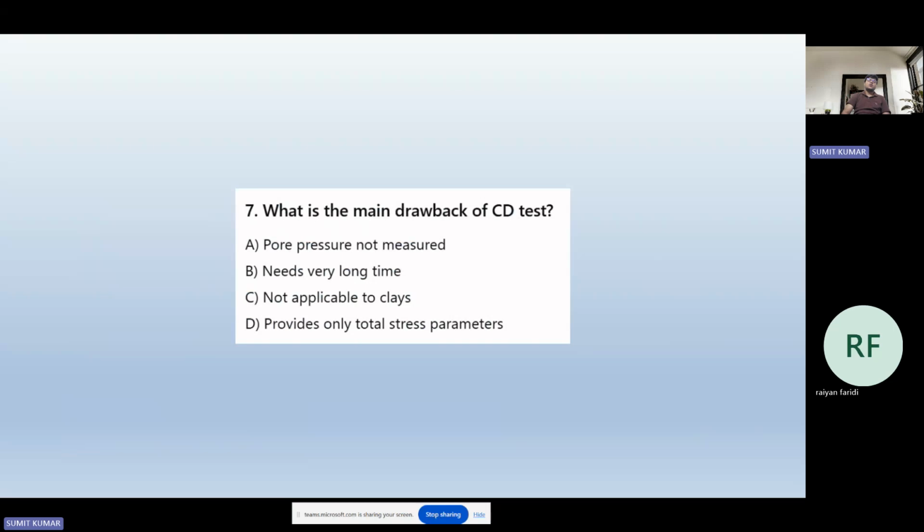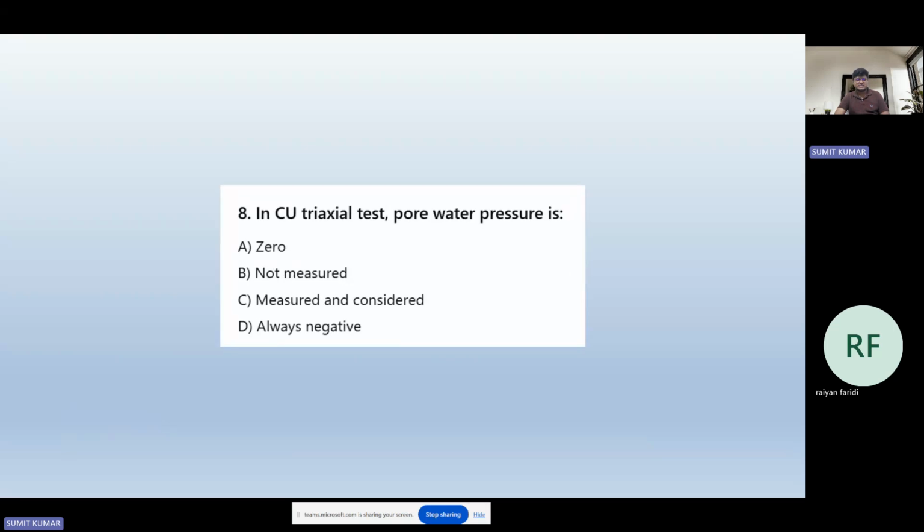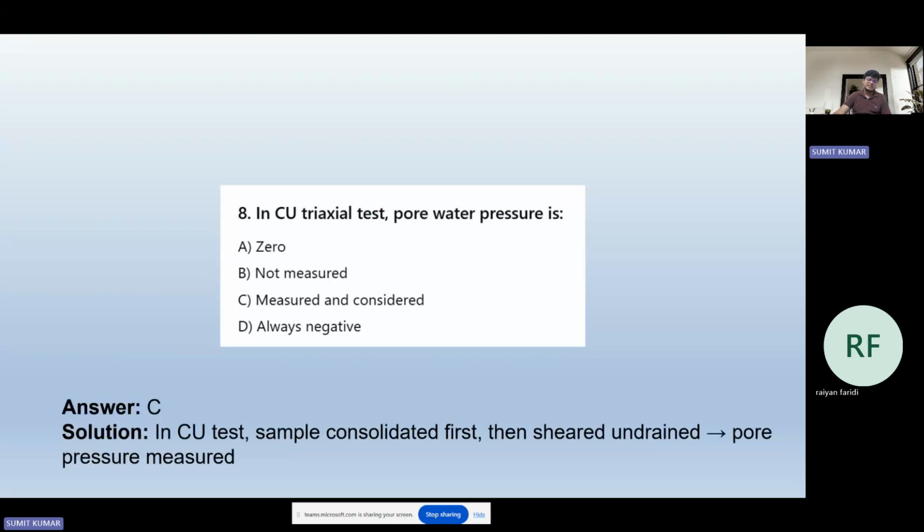Now, what are the main drawbacks of the CD test? The pore pressure is not measured? No, pore pressure can be measured. Needs a very long time, maybe. Not applicable to clay? No, it is applicable to clay. Provides only total stress parameters? Let's see. Option B, that it requires a very long time, is the major drawback of the CD test. The next question says: in a CU triaxial test, the pore water pressure is 0, not measured, measured and considered, or always negative. So the answer for this question is measured and considered.